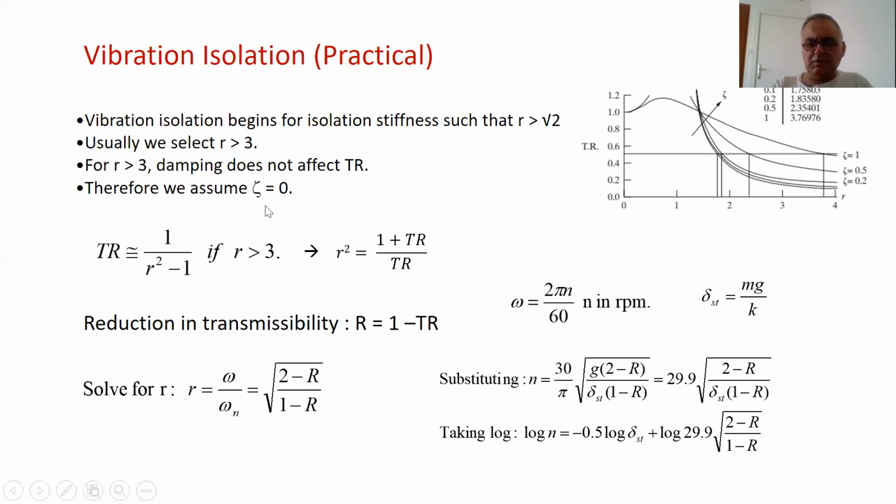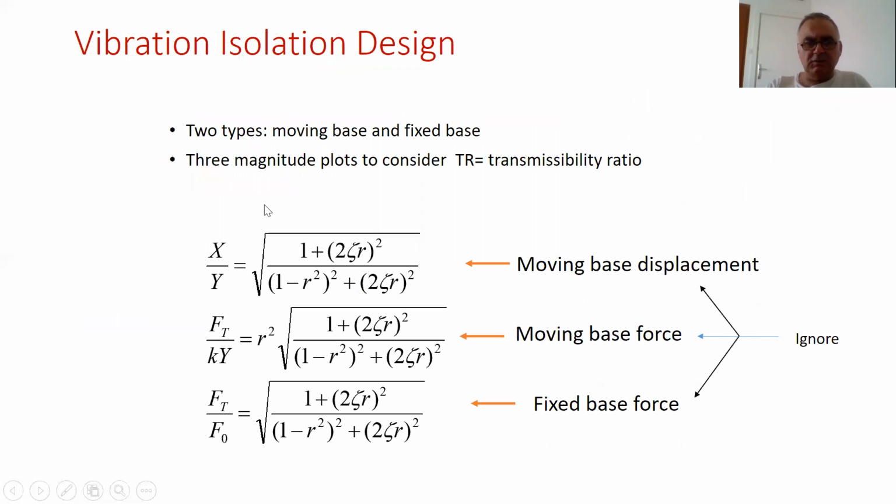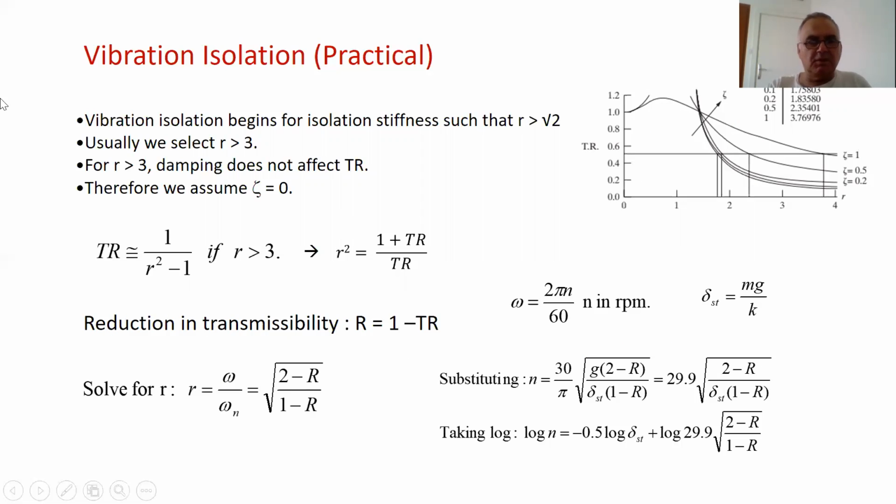And if you assume that the damping is 0, in this equation, the damping terms are cancelled, and you are left with the 1/(1 minus R squared) term in our equation. But since R is greater than 1, it becomes R squared minus 1. From which we can solve for R squared as 1 plus the transmissibility over the transmissibility from this equation.